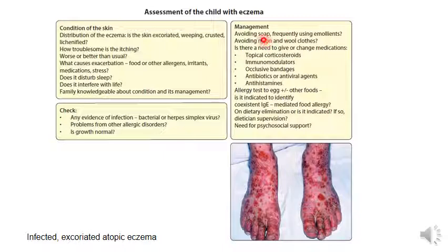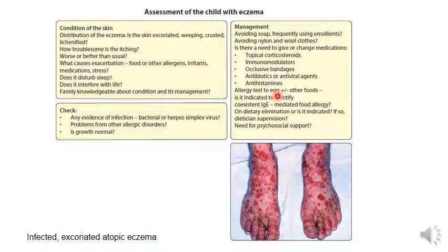How do you manage? First of all, you avoid irritant substances, especially soap, frequently use emollient, and avoid nylon and wool clothes because they induce allergy. Is there a need to give or change medication like topical steroid? Start with mild and then increase the potency of the steroid used. Immunomodulators, some medications used like calcineurin inhibitors, tacrolimus, and occlusive bandages, antibiotic or antiviral depending on whether there is any secondary infection, bacterial or viral. Antihistamine to relieve itching.